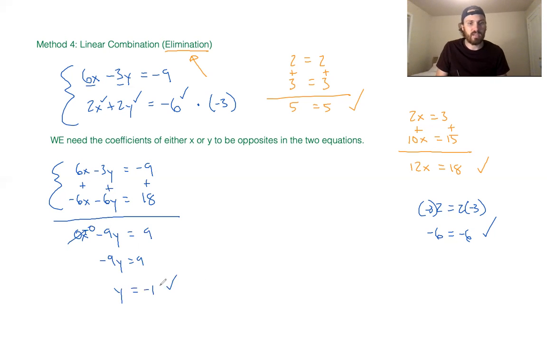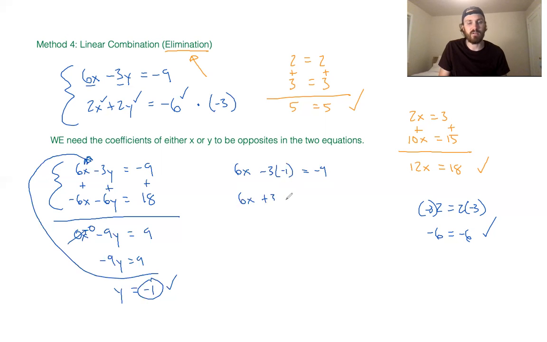Now I can simply take this value and plug it back into an equation to find x. So 6x minus 3 times -1 is equal to -9. That means 6x plus 3 equals -9. 6x equals -12. And x equals -2. So again, I have my point -2, -1.